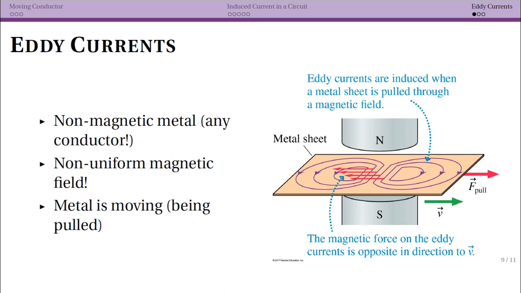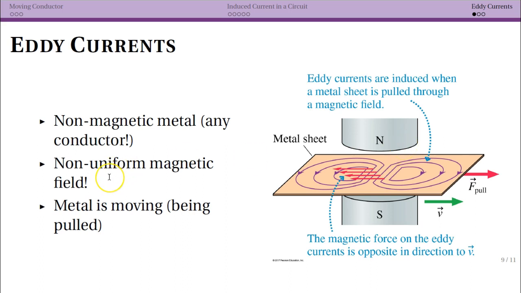So again, for the sake of simplicity, we're going to say that this is a non-magnetic metal. This is any conductor. If this was iron, well, you know that the iron is getting stuck to the magnet. So that's why we would think about this being aluminum or copper. Something that doesn't actually get attracted to the magnet, but it's still a conductor. You'll still have eddy currents.